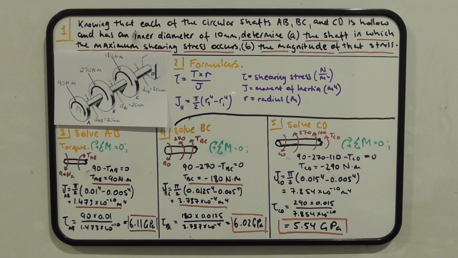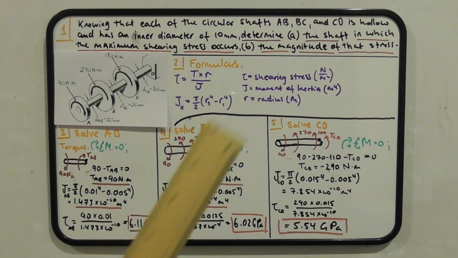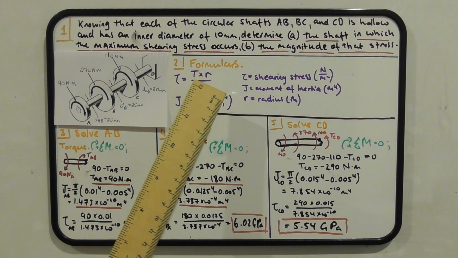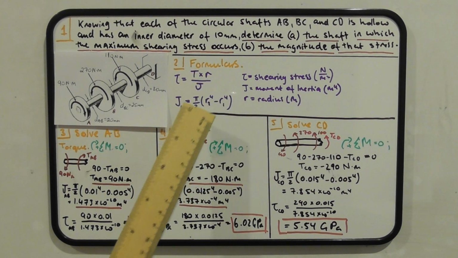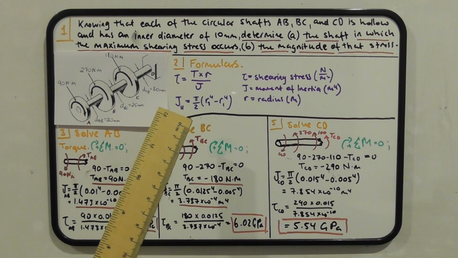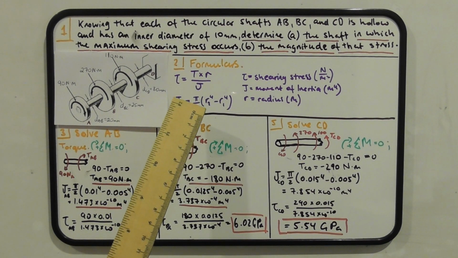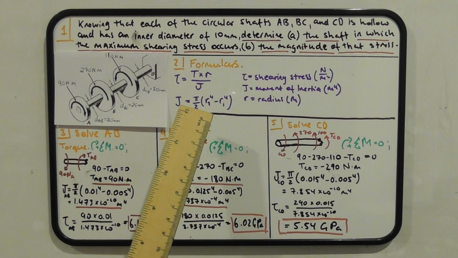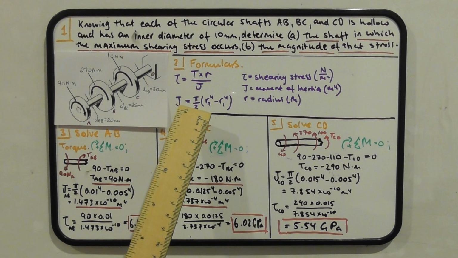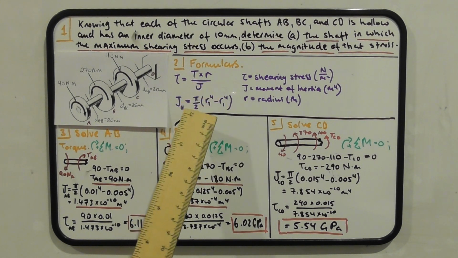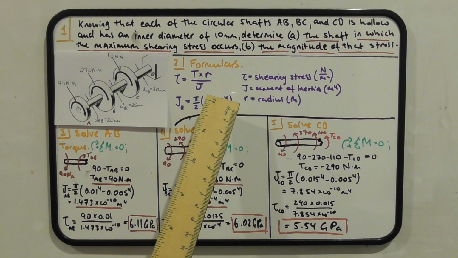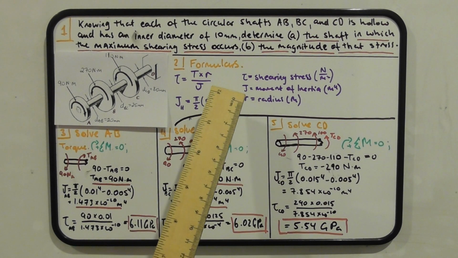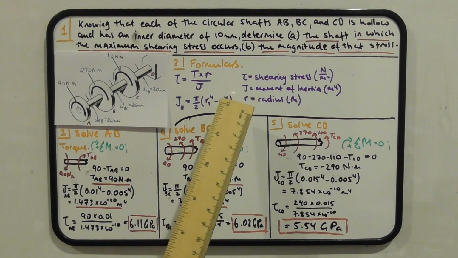Before we proceed, the formulas that we are going to use will be shearing stress equals torque times radius divided by moment of inertia. And since we have an inner diameter and the shaft is not fully solid, the moment of inertia formula that we are going to use is pi on 2 times the bracket of radius 2 to the power 4 minus radius 1 to the power 4.